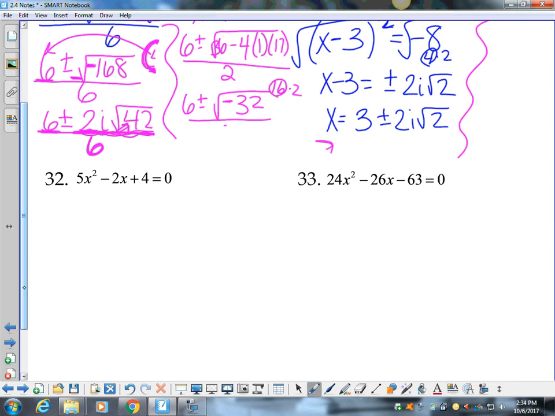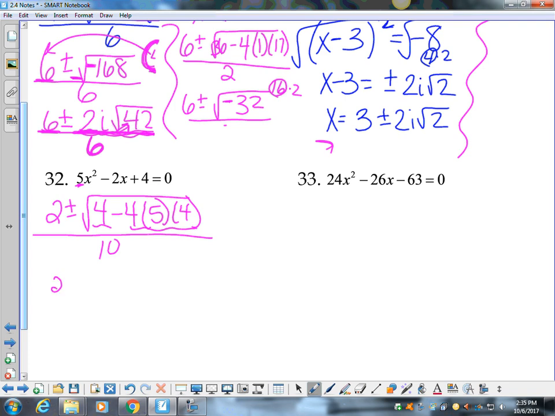It is not a nice complete the square because of the 5. So I'm going to go quadratic formula. So the opposite of b, squared minus 4ac. I can already tell it's going to be negative under the root because this is bigger than this. Over 2a. Let's see, 4 times 5 is 20. 20 times 4 is 80. 4 minus 80 is a negative 76.